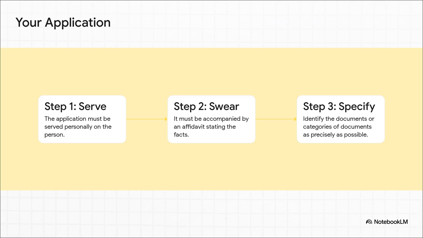Now, to make that application, Rule 20.23, Subrule 2, gives you a strict, non-negotiable checklist. You have to serve the application personally on the non-party. You've got to back it up with a sworn affidavit that explains why you think they have these documents. And again, you have to be super precise about what you're asking for. You mess up any one of these steps and your application is dead on arrival.